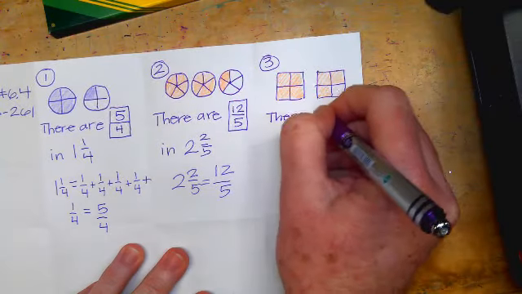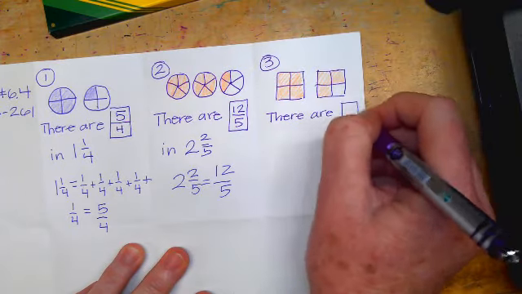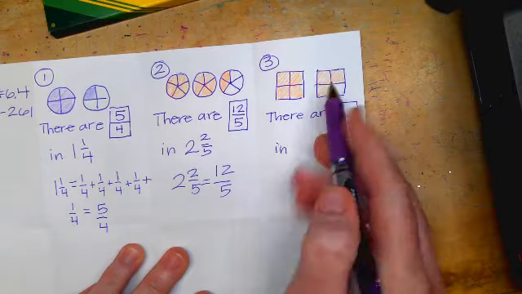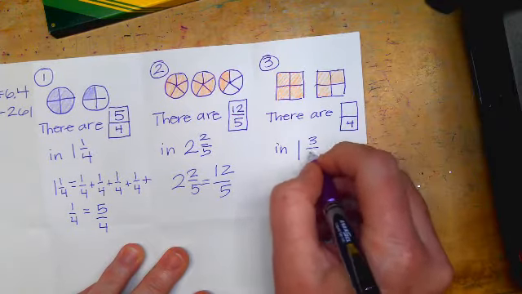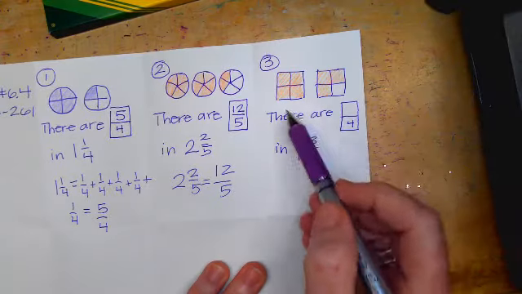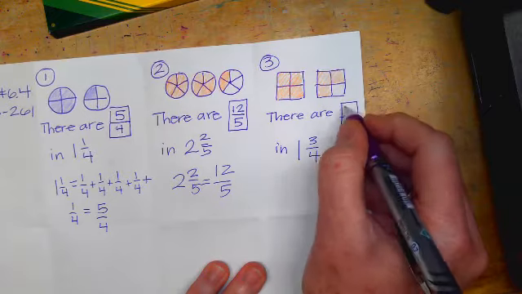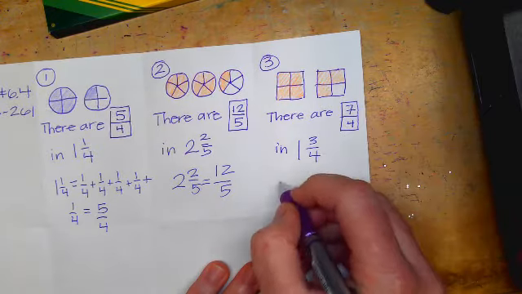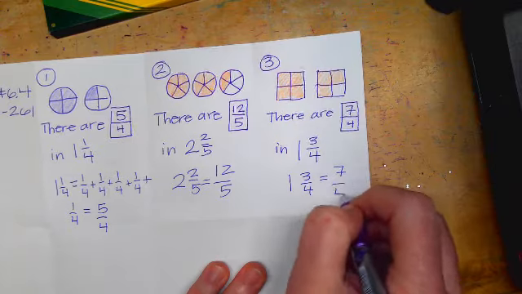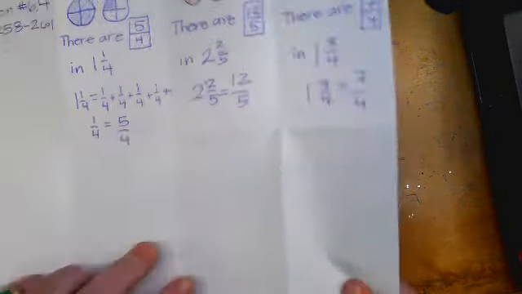Right? So if we were to write this, we could say there are green box, and we probably want that to be fourths in. This looks like 1 3/4. So how many would we have? 1, 2, 3, 4, 5, 6, 7. So we would have 7/4. So we could say 1 3/4 equals 7/4.